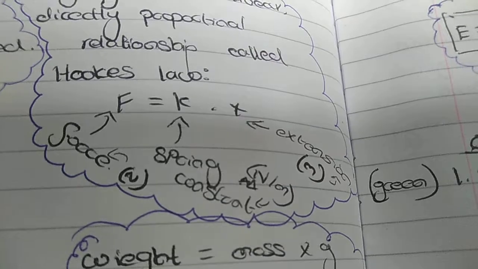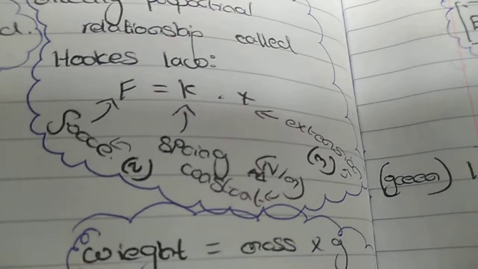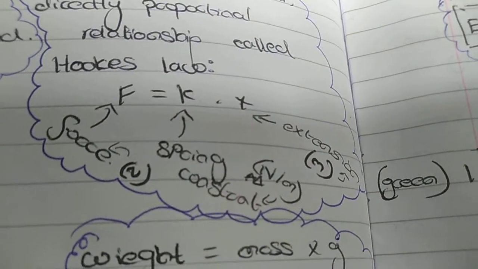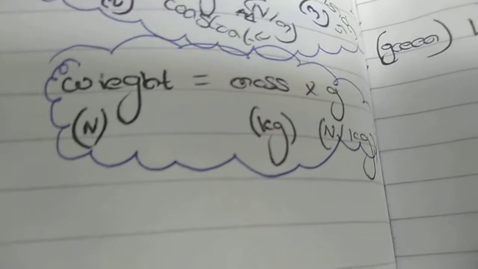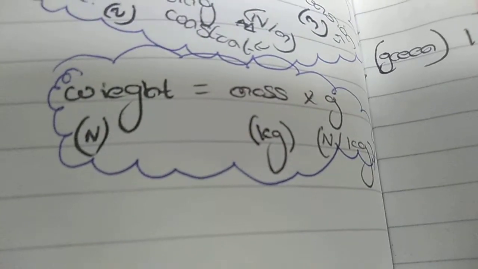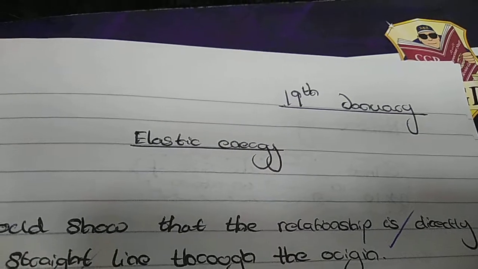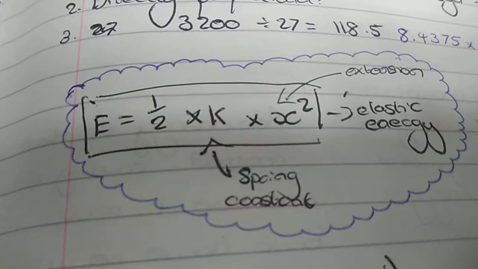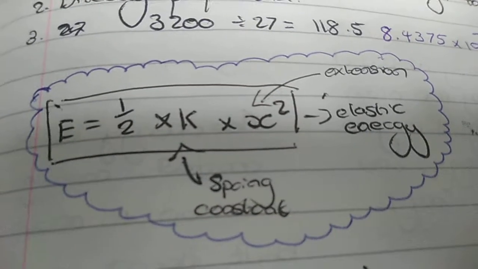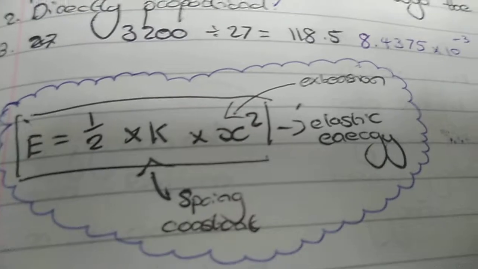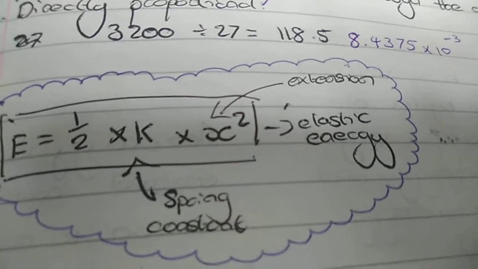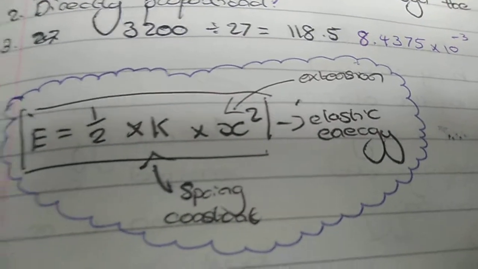Force equals spring constant times extension. Weight equals mass times g. Elastic energy. Elastic energy equals half times spring constant times extension squared.